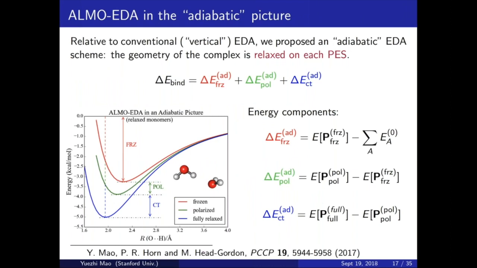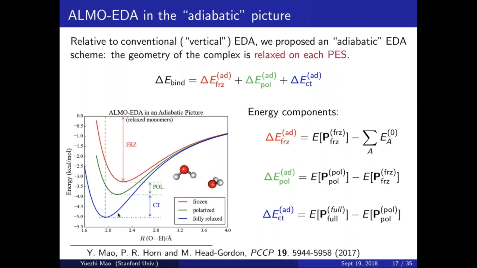So to address these limitations, we reformulate the ALMO-EDA in an adiabatic picture, as opposed to the vertical EDA. We can just look at this plot. So this dashed line indicates a vertical EDA, and the three energy components are evaluated at the fully relaxed geometry.